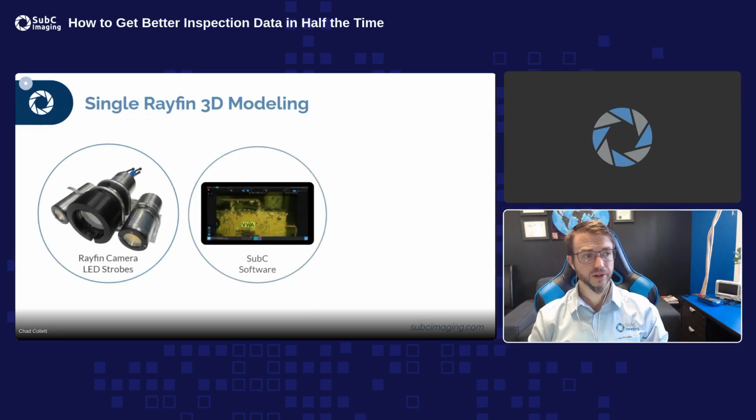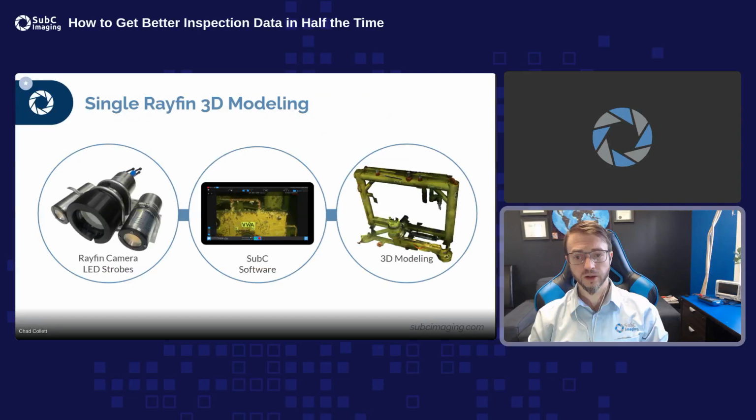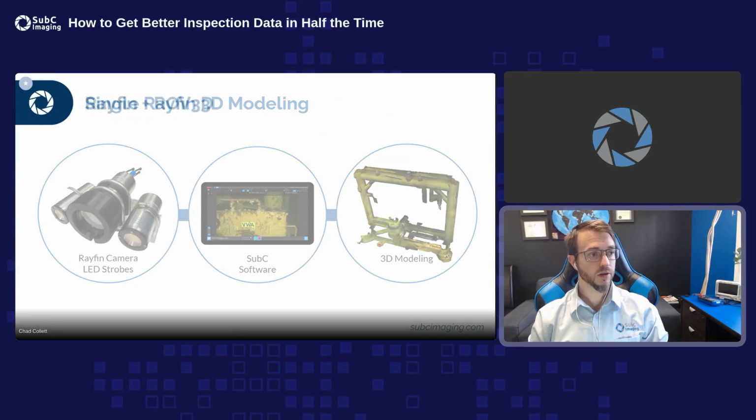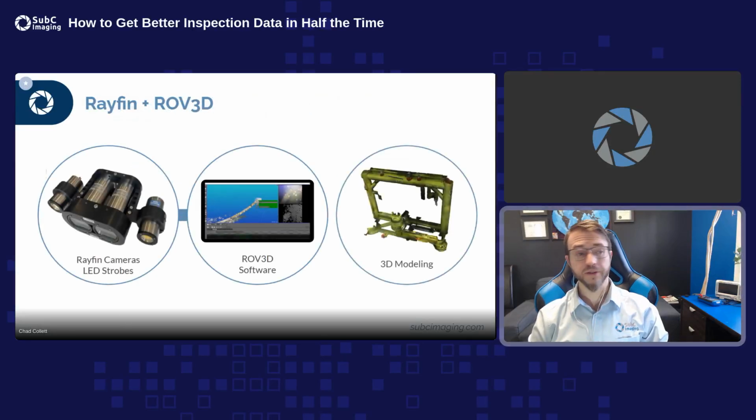A single Rayfin camera can be used for photogrammetry, and Rayfin cameras have been used this way for over 5 years. So this is what that workflow looks like. You got our camera, you got our software, and then you can use 3D modeling, photogrammetry software to process those images. We've now teamed up with ROV 3D software, and stereo pairs of Rayfin cameras can be used.